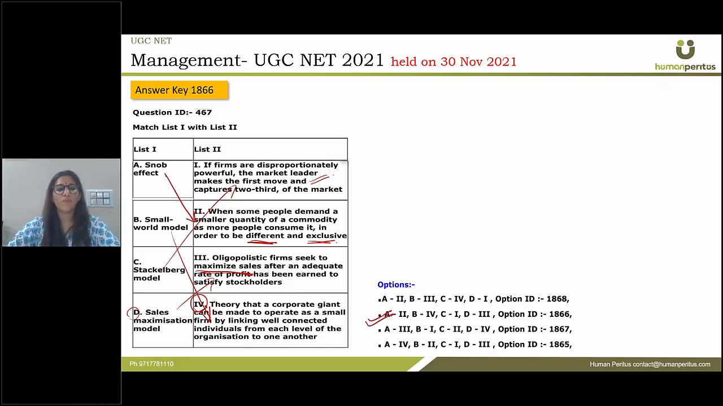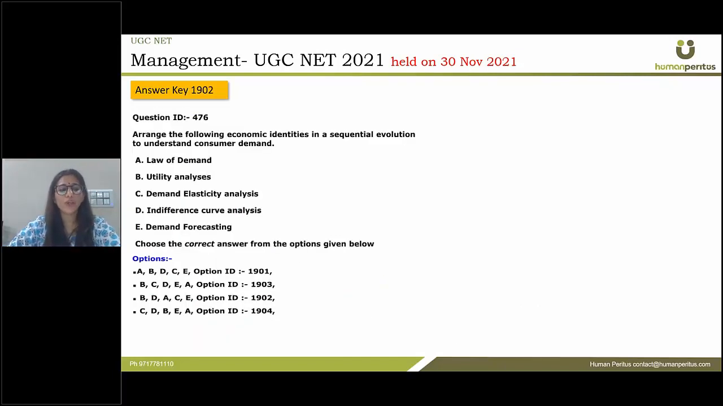Moving to the next one. Arrange the following economic identities in a sequential evolution to understand the consumer demand. Now, to understand the consumer demand, what would a firm do? We have to sequentially put these in a straight line. What would the firm try to do? First of all, if it wants to introduce a product and understand the demand of the consumer regarding that product, the firm will be doing utility analysis. Number one will be, let us write it here only, utility analysis. They will try to analyze the utility that the kind of product they want to introduce would provide to the customers.